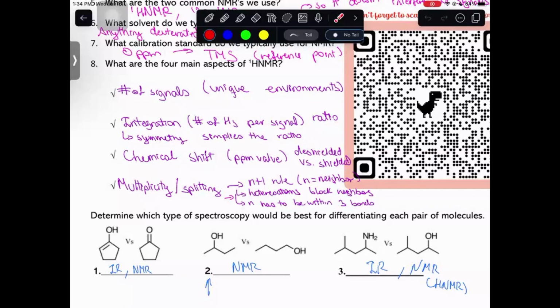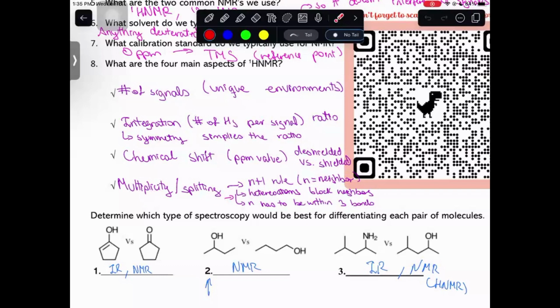Okay. So far, questions on those guys: chemical shift, integration, number of signals? This is basically a review from Orgo 1. Now, last aspect is multiplicity, also called splitting. They mean the exact same thing, it's either word. Multiplicity is all about your neighbors. The rule was n plus 1, where n is just the number of neighbors that you have.